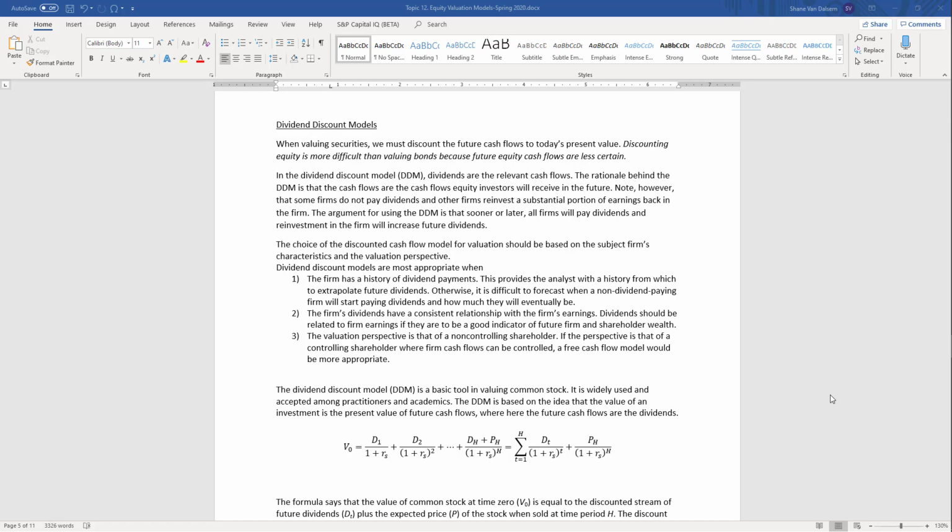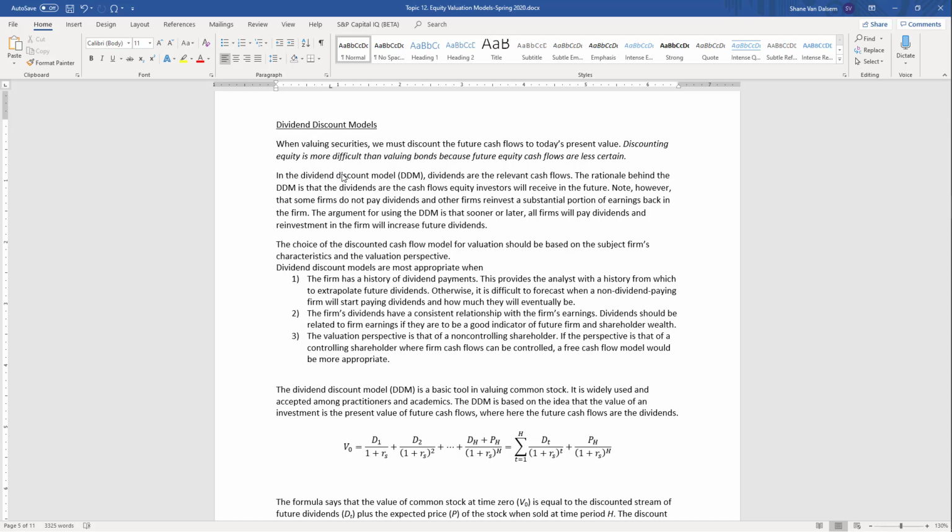So in the dividend discount model, or DDM, dividends are the relevant cash flows. The rationale behind the DDM is that the dividends are the cash flows equity investors will receive in the future. Note, however, that some firms do not pay dividends and other firms reinvest a substantial portion of earnings back in the firm. The argument for using the DDM is that sooner or later all firms will pay dividends, and reinvestment in the firm will increase future dividends.